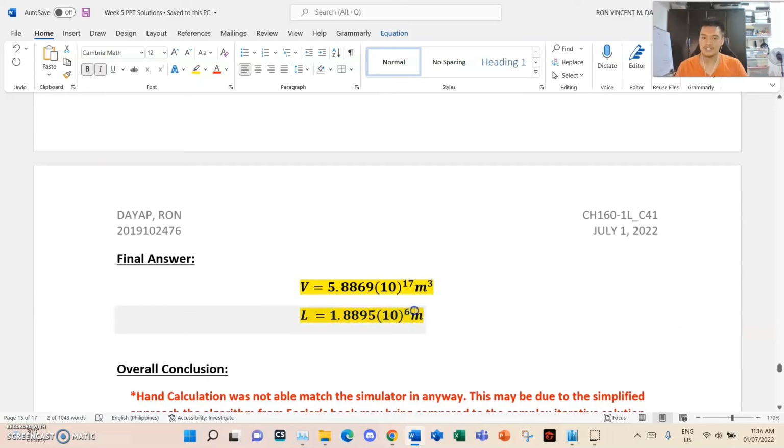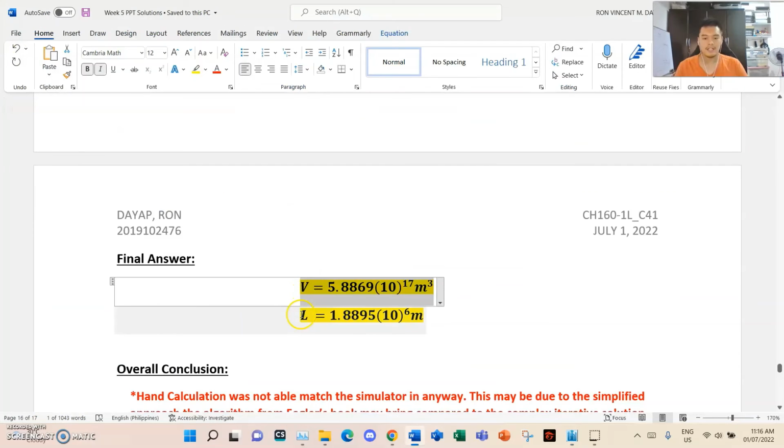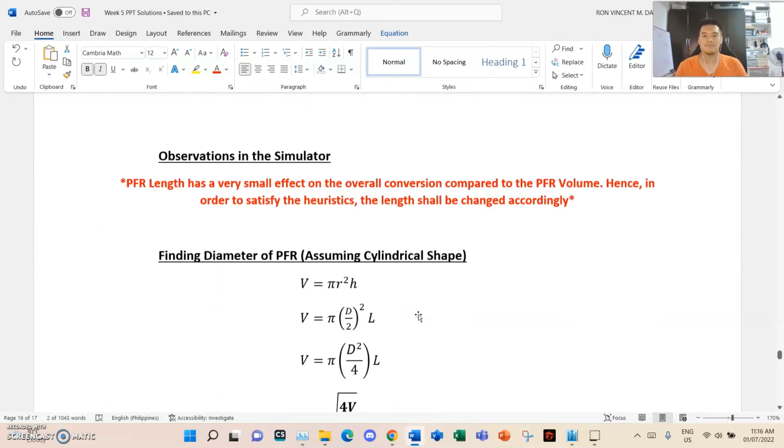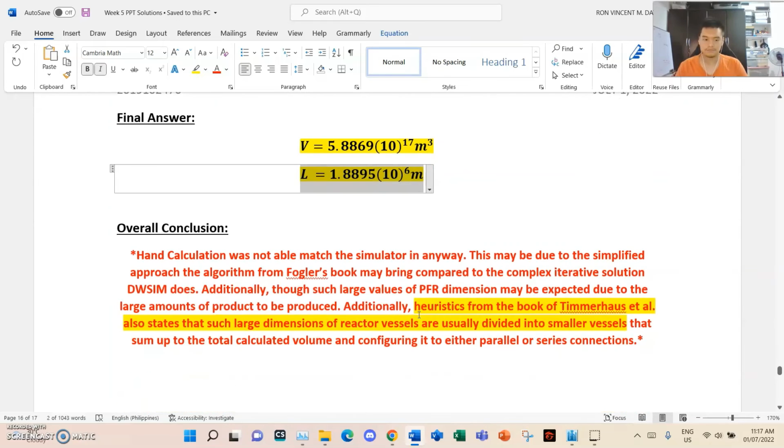So my final answer is this one. This is a value gained from the simulator, which is V. And the length is from my hand calculation that corresponds to the heuristics from the book of Peters, Timmerhaus and West. So what's my overall conclusion?